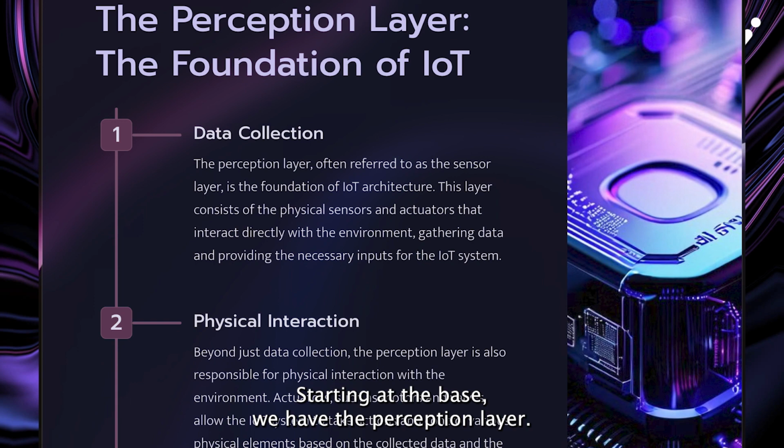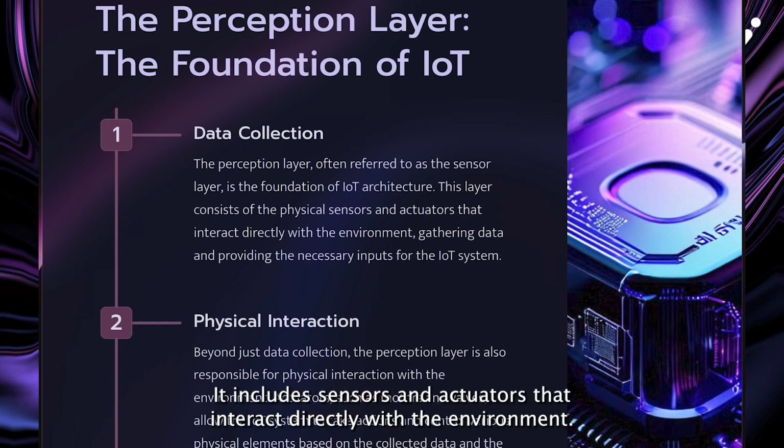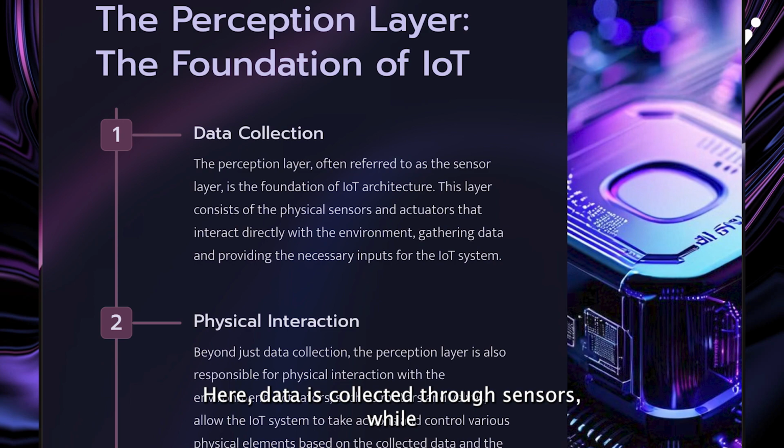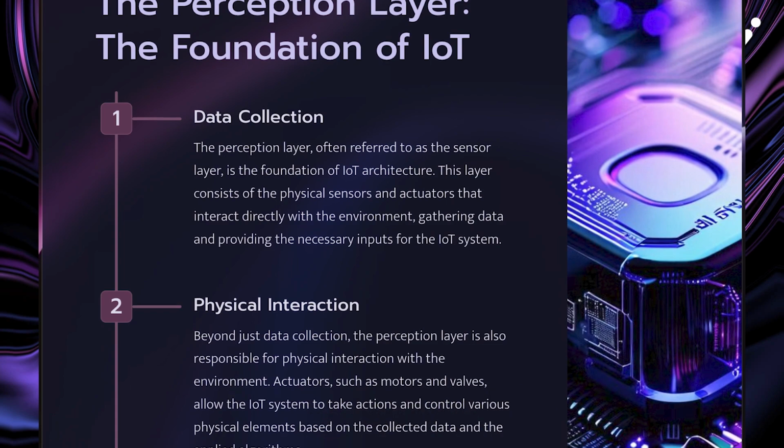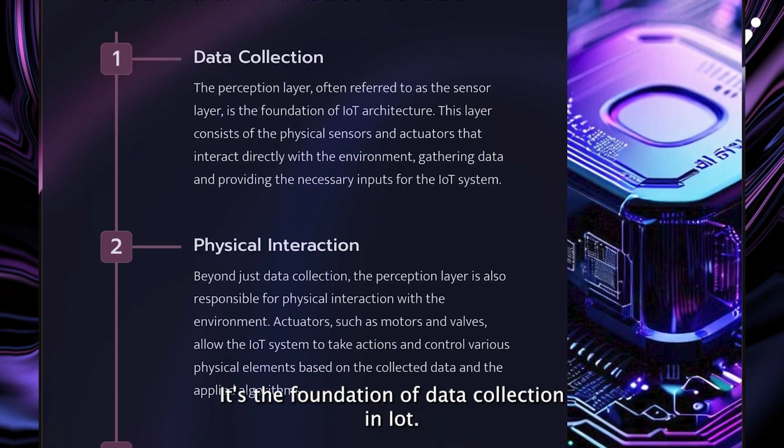Starting at the base, we have the perception layer. This is where our IoT system begins to sense the world. It includes sensors and actuators that interact directly with the environment. Here, data is collected through sensors, while actuators perform physical actions based on this data. It's the foundation of data collection in IoT.